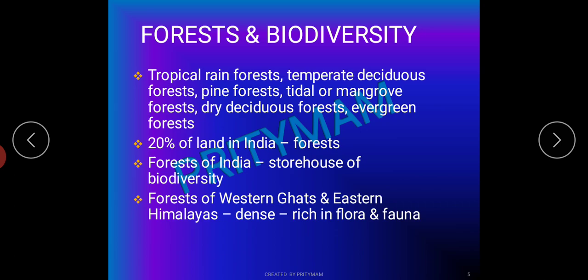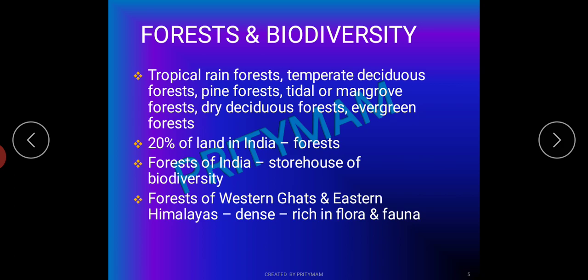Then, what are forests and biodiversity? You know, students, India has a variety of forests. Many forests are found over here. We can find the tropical rainforest, the temperate deciduous forest, the pine forest, the tidal or mangrove forest, dry deciduous forest, and evergreen forest. These are the different types of forests which are found in India.